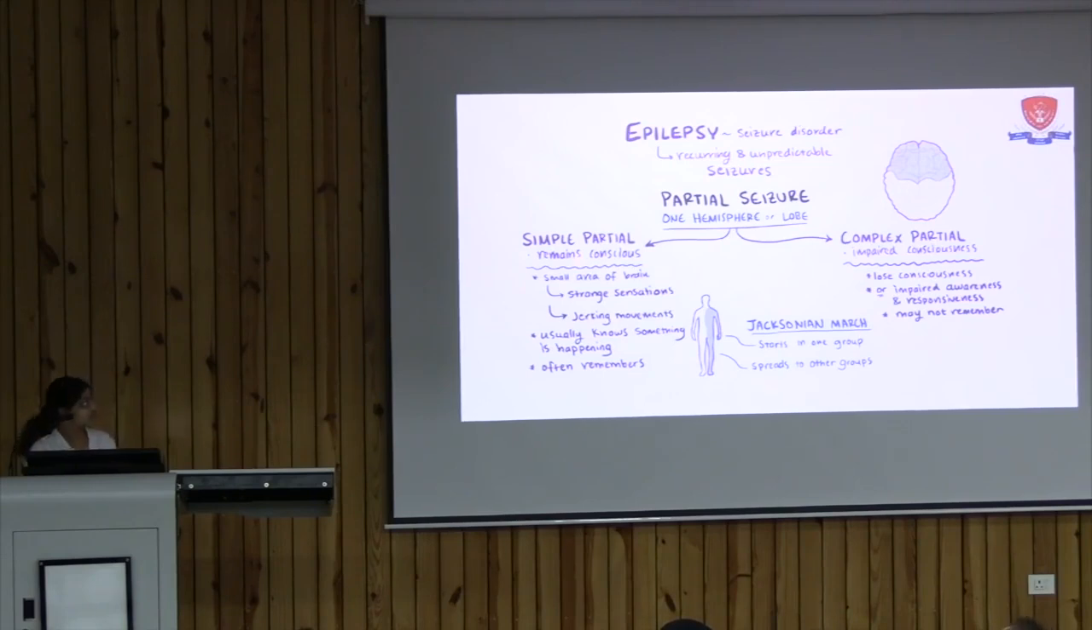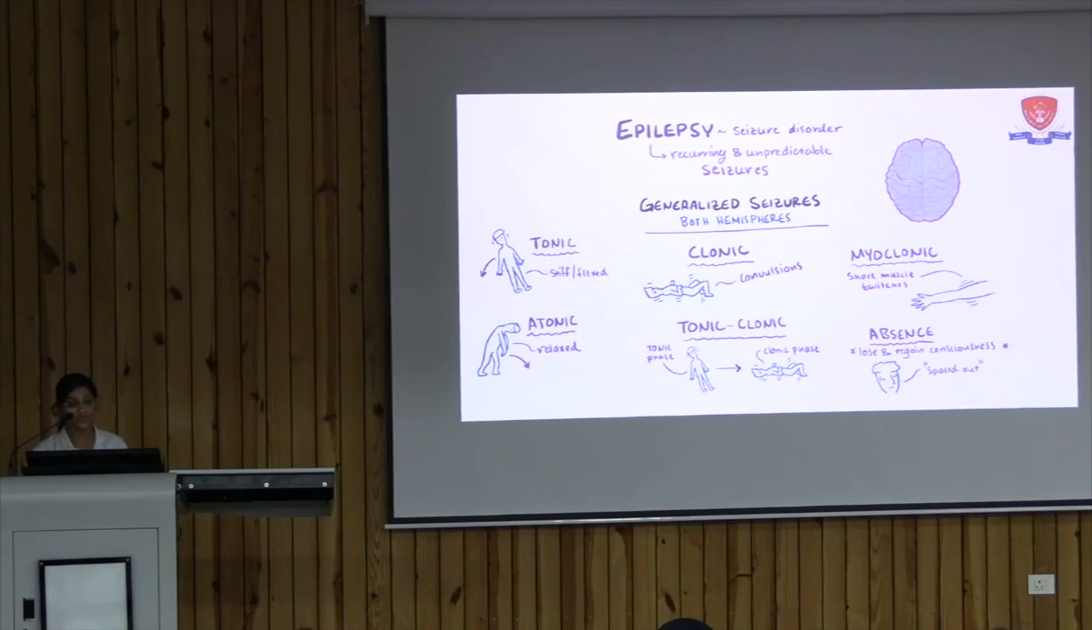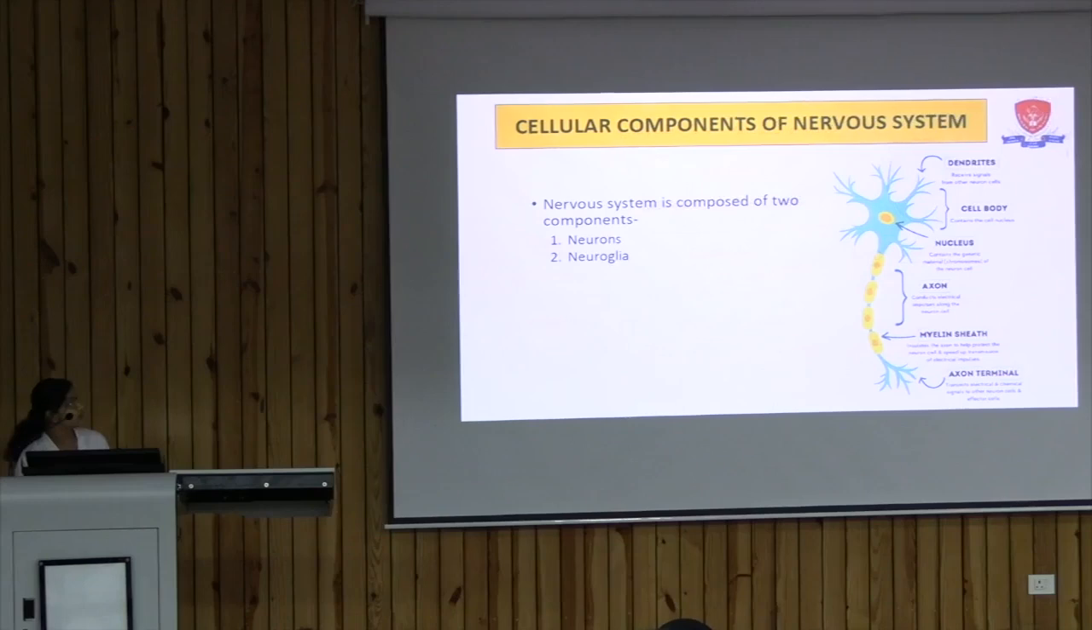The symptoms of Jacksonian march start in one small area and march or spread across a larger area of the body. Generalized seizures can be divided into tonic, clonic, myoclonic, atonic, tonic-clonic and absent seizures. The whole concept of epilepsy revolves around the nervous system, which is composed of two components, number 1 neurons and number 2 neuroglia.